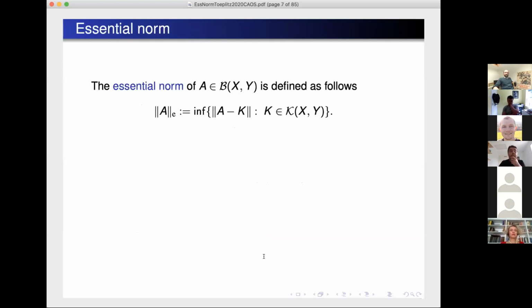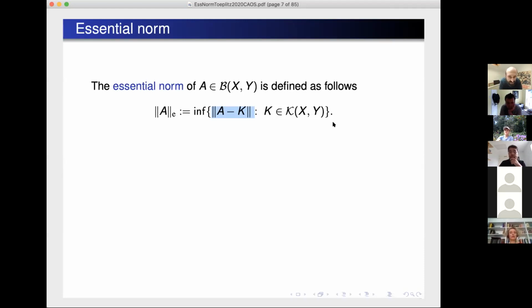Now we have the notion of an essential norm. The essential norm is sometimes described as the distance of the operator to the set of compact operators. I personally find this slightly counterintuitive. This is correct, of course, but for me, you're trying to find the norm of the operator. If you take the point of view that compact perturbations are inessential, then you can just perturb the operator, take the norm of the perturbed operator, A minus K, and then look at the infimum. This tells you essentially what the norm is.